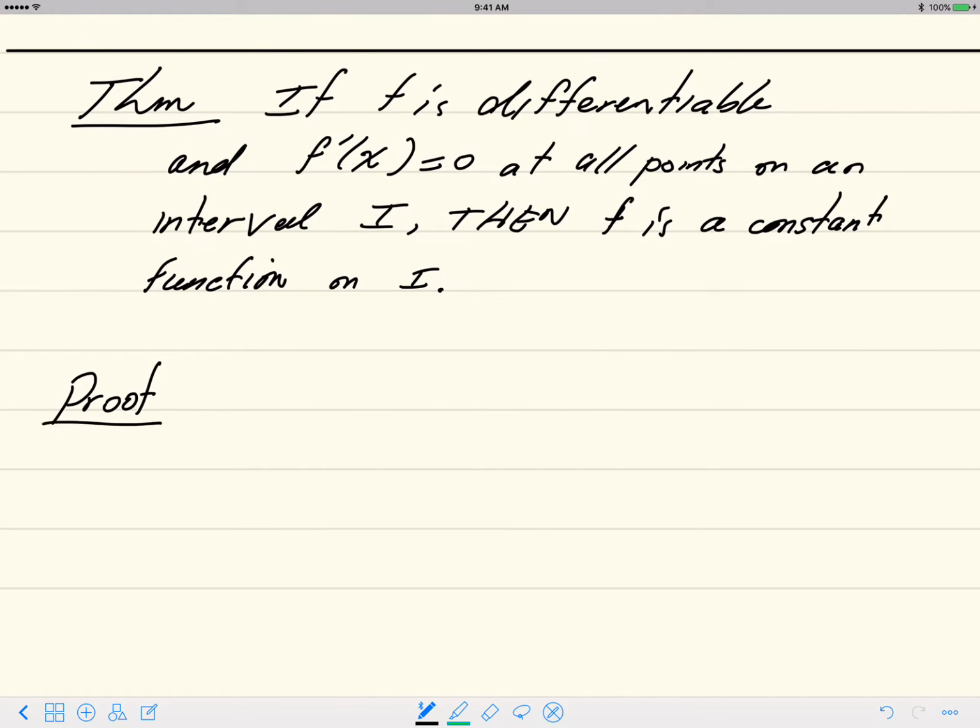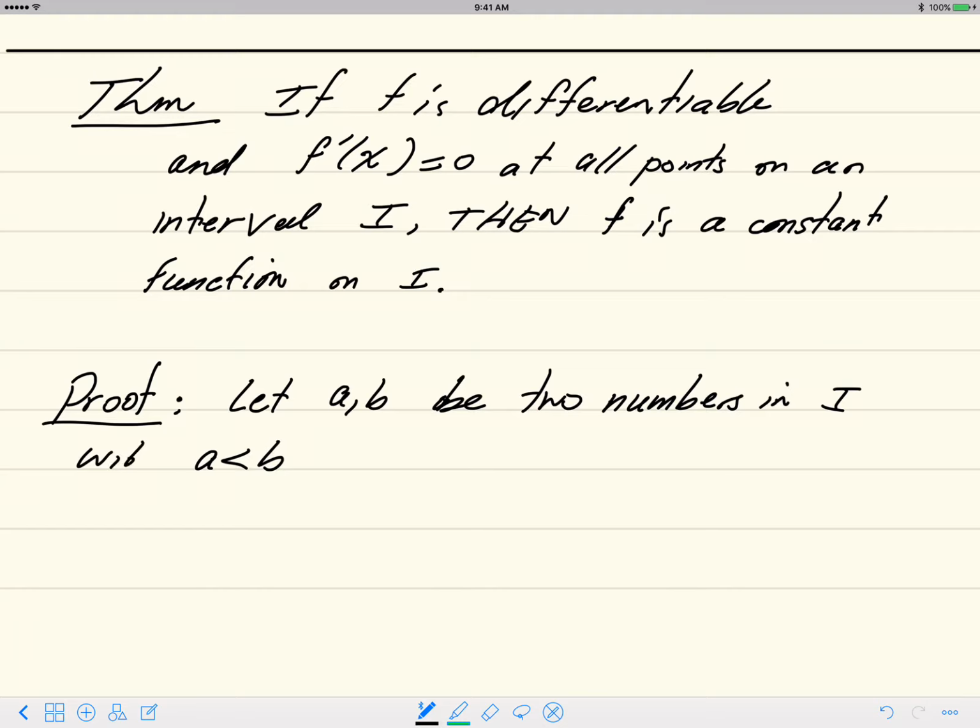And in order to prove this theorem, we're basically saying take two numbers in this interval, with, let's say, a is less than b. We want to show that the function is constant. So we want to show that however we choose the two numbers, the y values at these two x values are equal. f of a equals f of b. So this is what we're trying to do.